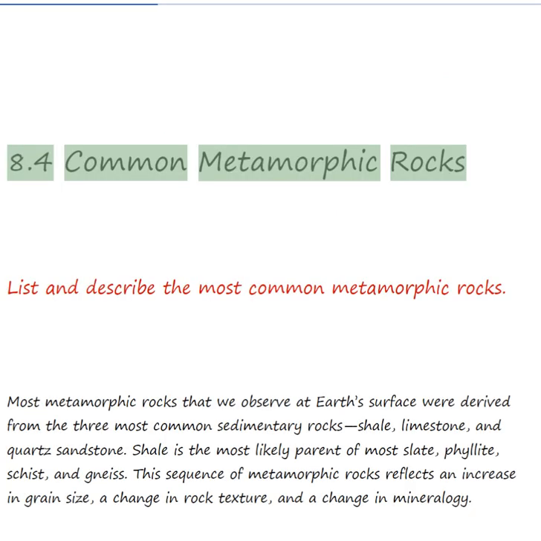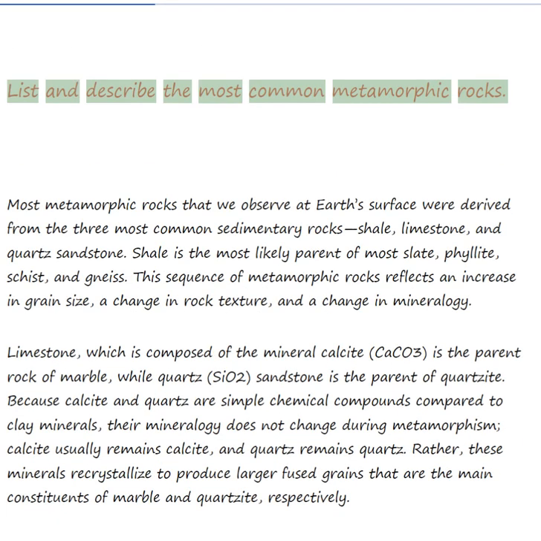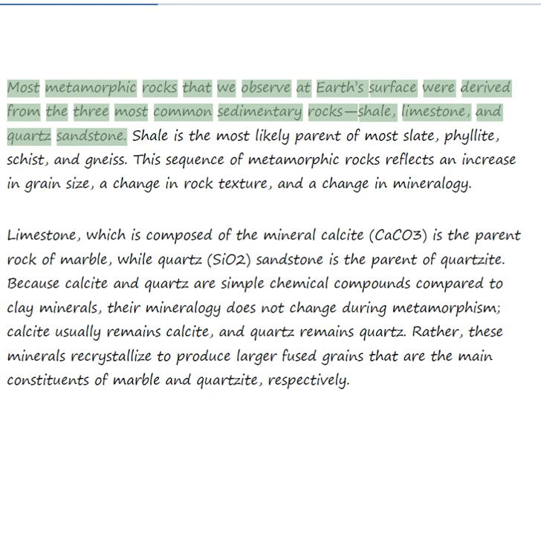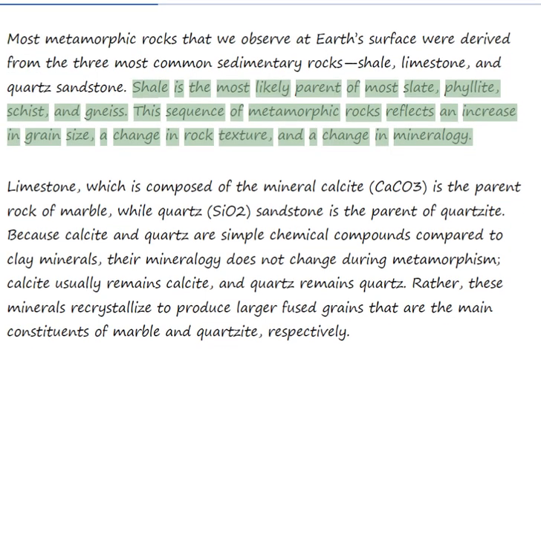8.4 Common metamorphic rocks. List and describe the most common metamorphic rocks. Most metamorphic rocks that we observe at Earth's surface were derived from the 3 most common sedimentary rocks: shale, limestone, and quartz sandstone. Shale is the most likely parent of most slate, phyllite, schist, and gneiss. This sequence of metamorphic rocks reflects an increase in grain size, a change in rock texture, and a change in mineralogy.